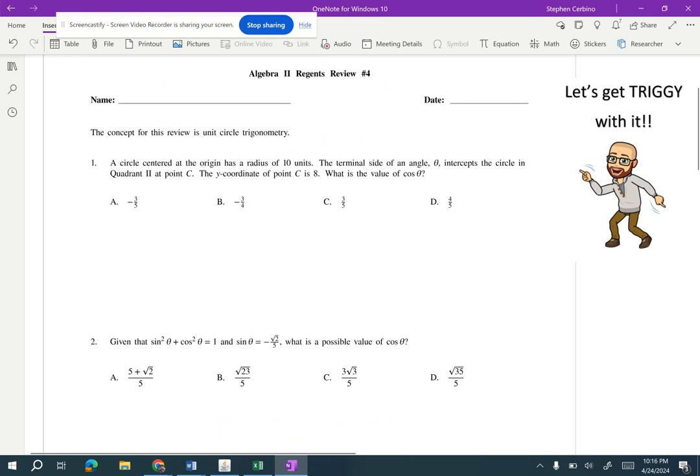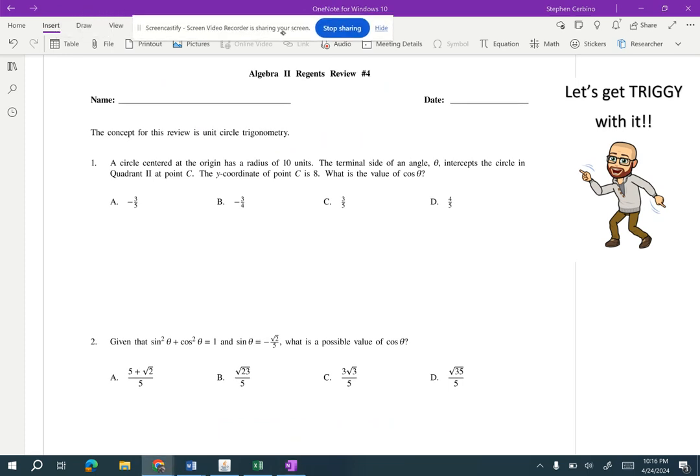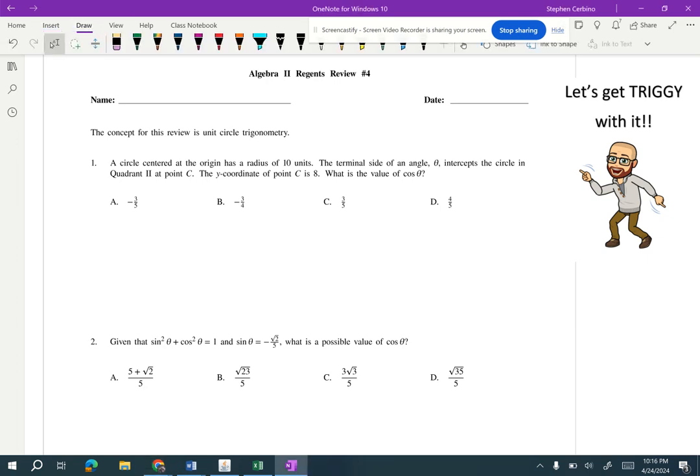So in this video, our concept here is starting to talk about the unit circle. So we got to get tricky with it today. For these problems, we need to understand really what the unit circle is, how it works, and how all these trigonometric ratios kind of work together in ways. So let's just jump into it.